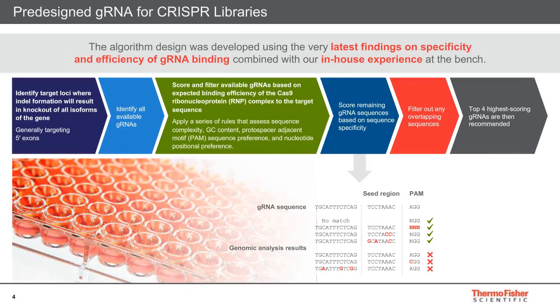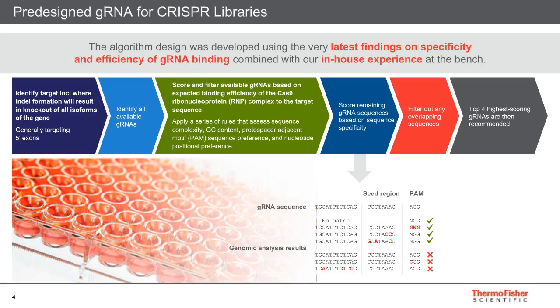To take the complications and all the work out of the design portion, Thermo Fisher has generated a full library of pre-designed CRISPRs against all the coding genes in the human and mouse genome. So how did we do that? We basically identified all the coding genes in the human and mouse genome, and then identified which transcripts, which CRISPRs will be able to knock out all the transcripts of a particular gene.